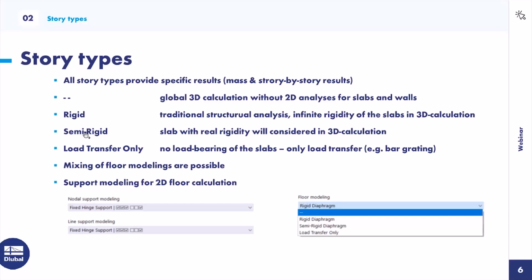So you see we have these four types, and it is possible to mix these floor modelings. So in your model, you can, for example, for the upper story, define a load transfer, and for the other, you can choose the others too. So mixing is possible, and you are free to design how you need it.